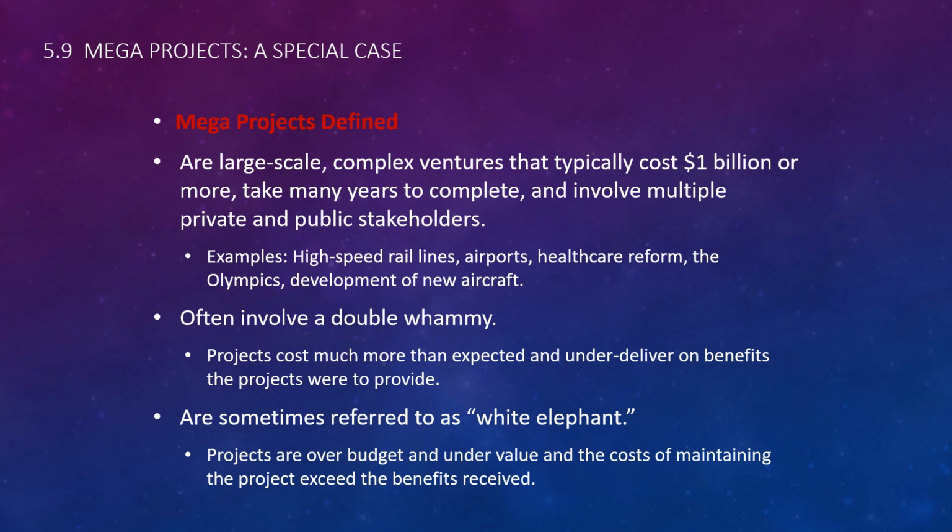There are also what are called white elephants, which are projects that are over budget and undervalued. The cost of maintaining the project exceeds the benefit, but for whatever reason within the company, we decide that we're going to continue to move forward regardless.